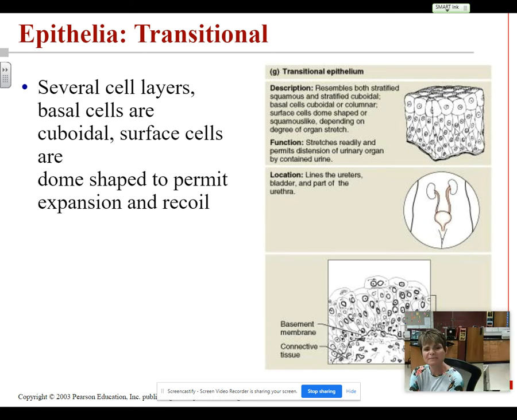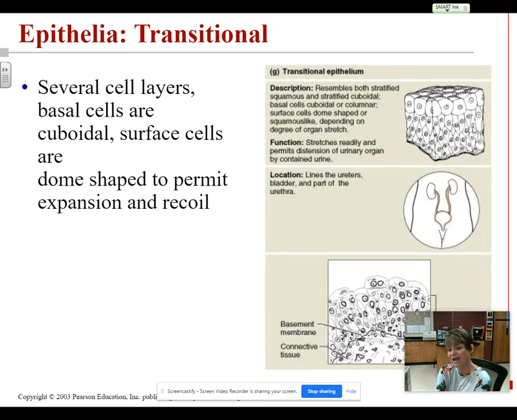And these dome-shaped cells, along with the fact that it's very thick, allows it to expand and recoil. Basically, what we mean here is to stretch. It can stretch and then bounce back, stretch and bounce back. So that is the function of this tissue. The structure: several layers, the surface cells are dome-shaped. The function: expansion and recoil, stretching and bouncing back.